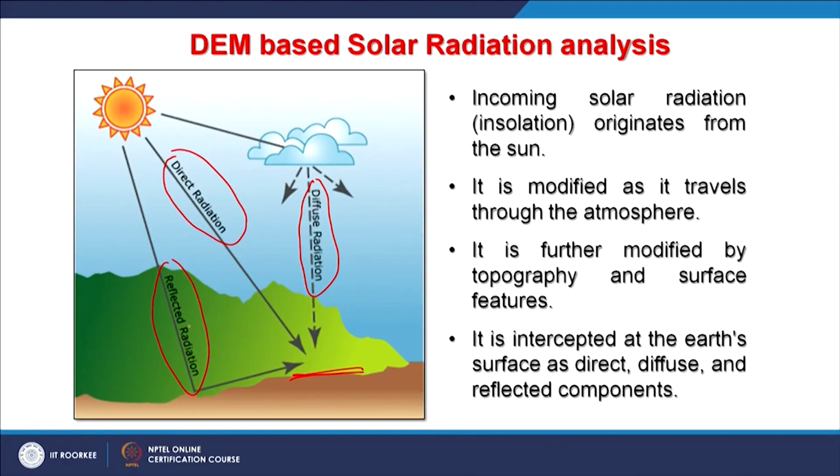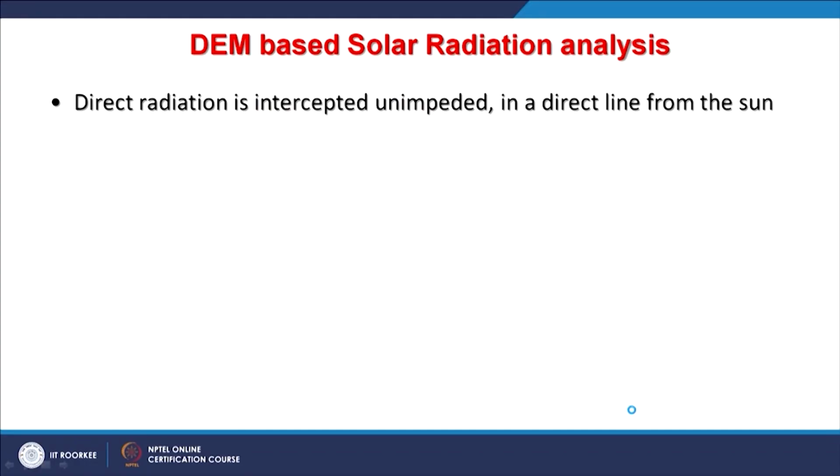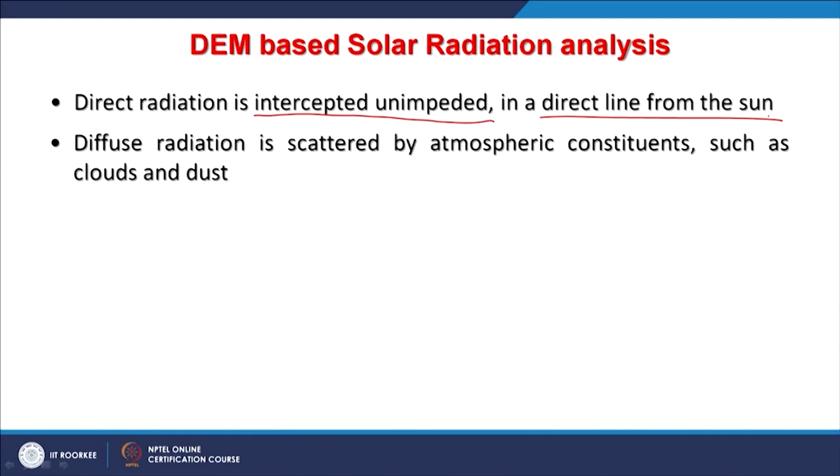So, the solar radiation which is coming is intercepted at various places before it reaches the earth. Sometimes you get direct radiation, but rarely, only in very special circumstances. Generally you get the diffuse one, and in the hilly parts, you get a lot of solar energy through the reflected components. Now, this direct radiation, as we have just mentioned, is unimpeded, that is, the direct line from the sun.